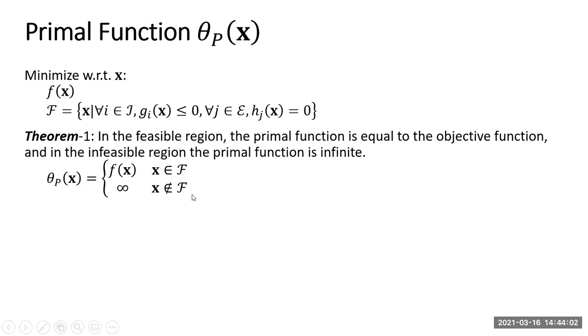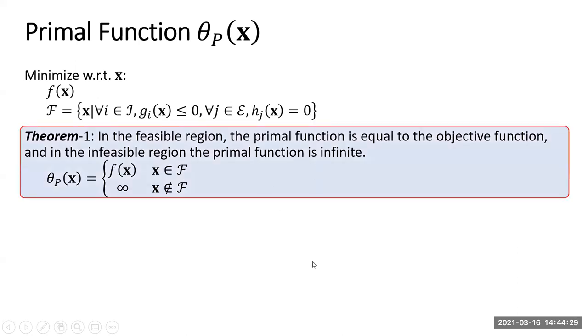When x is infeasible, it either violates at least one of the inequality constraints, or at least one equality constraint, or maybe some equality and some inequality constraints. As long as it doesn't satisfy all these constraints, then x does not belong to F. In this case, theta p of x becomes infinite. Let's prove this. This is an important theorem.